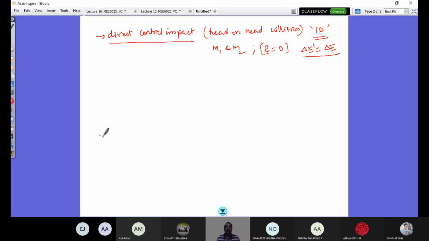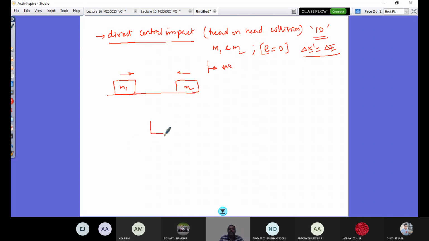Now, let me use these blocks to describe my vehicles. A rectangular box describes the vehicle. This is vehicle M1 and I have vehicle M2, and they approach each other and collide. Since e is 0, this is before collision, and after collision, what would happen? Let me consider my convention positive to the right.